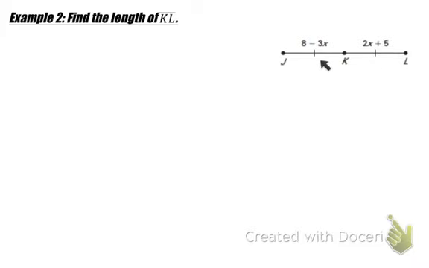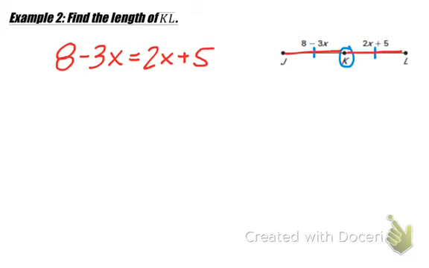Well, how do we know if they're the same measurement? Well, we actually have to figure out the value of x that would make that equation true. Since JK is congruent to KL, we can set up an equation just like so. So 8 minus 3x is the same as 2x plus 5.